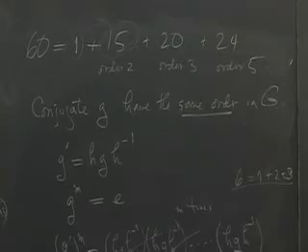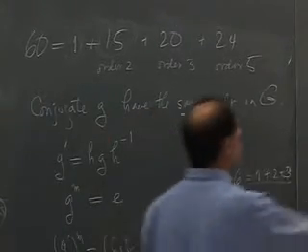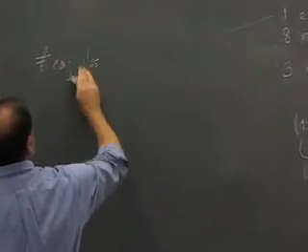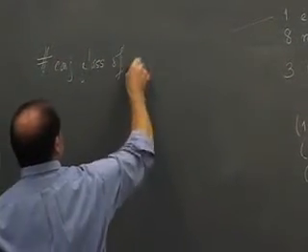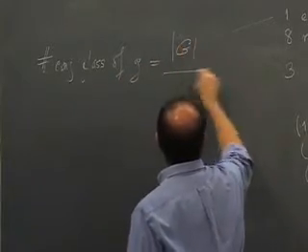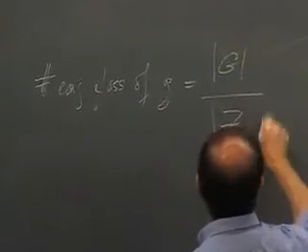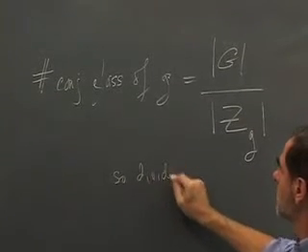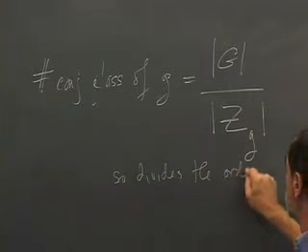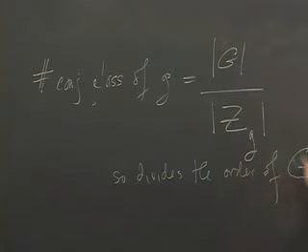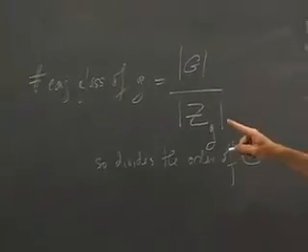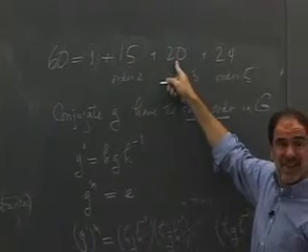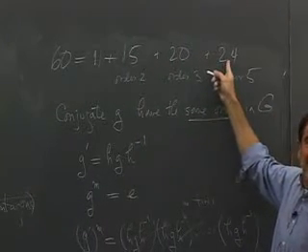Why? Because the order of a conjugacy class of G is equal to the order of G divided by the order of the centralizer of the element, last time. So it divides the order of G. And there's a problem here. Namely, 15 divides 60, 20 divides 60, but 24 does not divide 60.